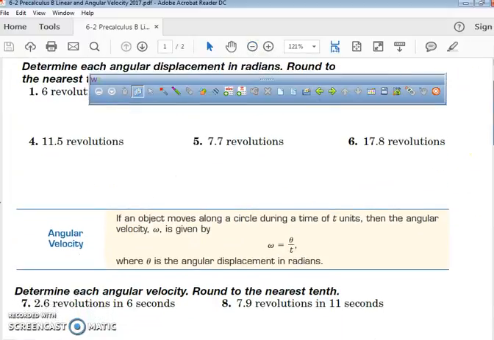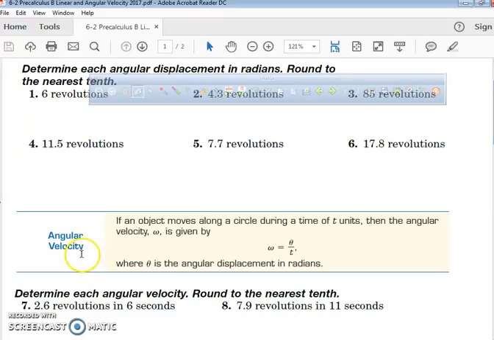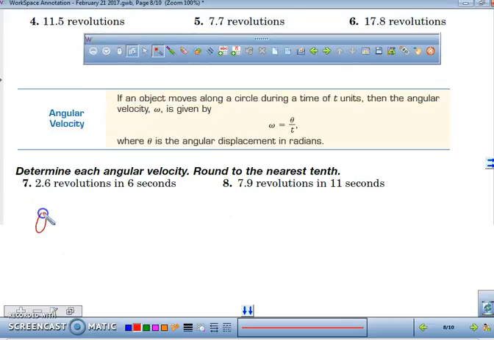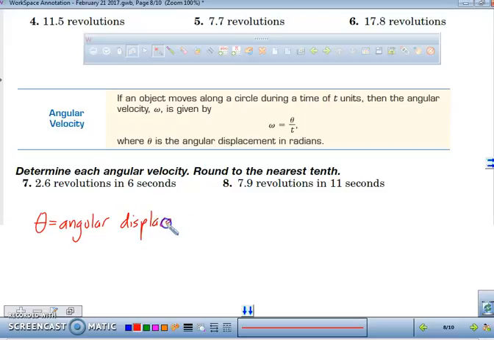But now we go to what? Not angular displacement, but angular velocity. So what is angular velocity? Theta is your angular displacement. That's what theta represents, your angular displacement. But angular velocity is your angular displacement over what? Over time. So it could be over seconds, it could be over minutes, it could be over hours, okay? But it's basically theta over t. So our w, which represents angular velocity, is theta, our angular displacement, over time.